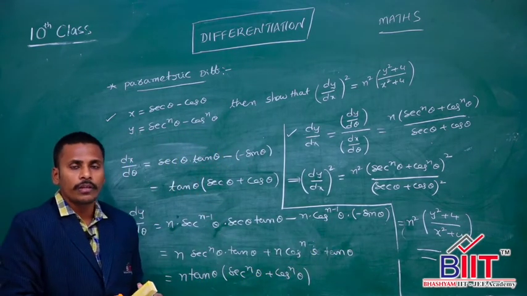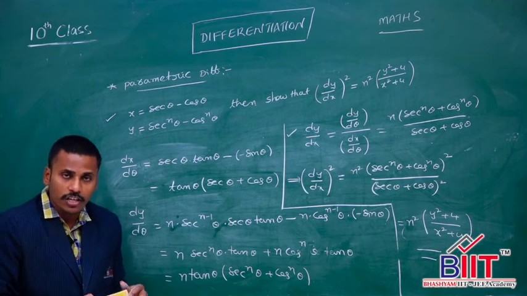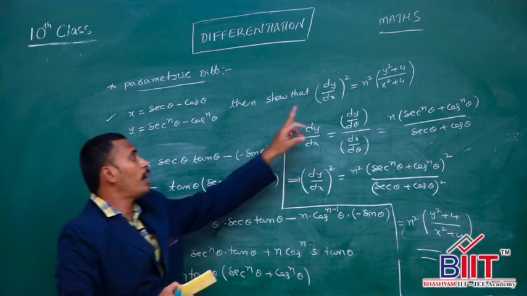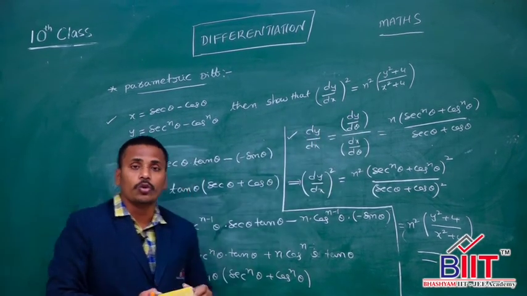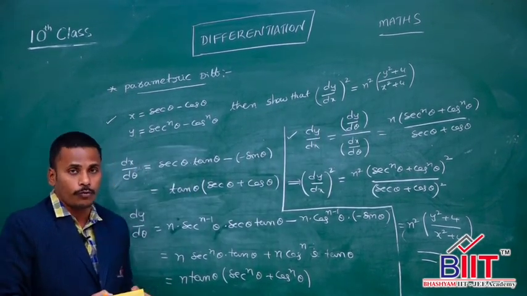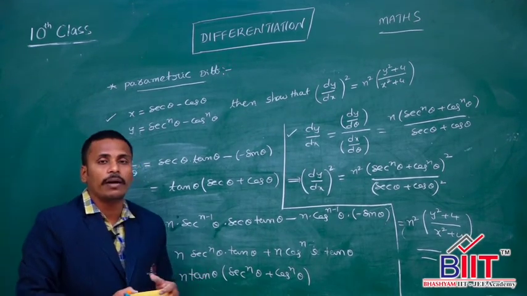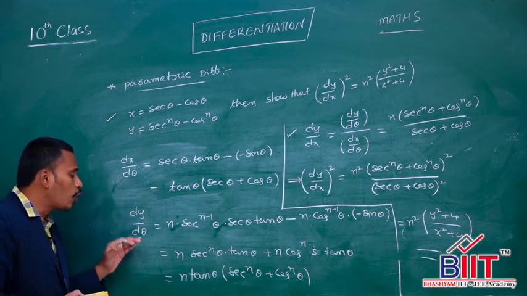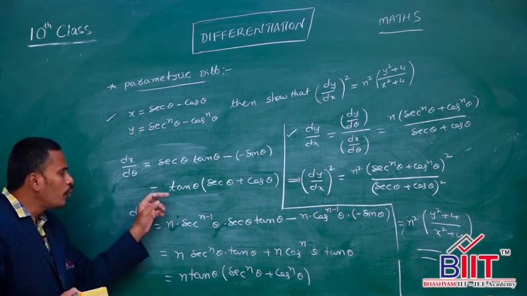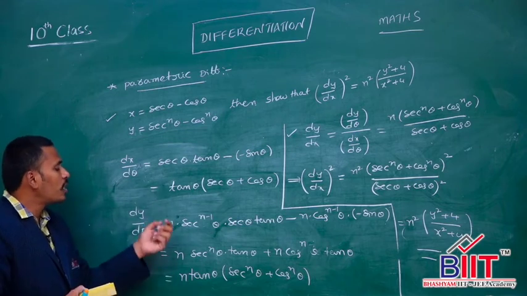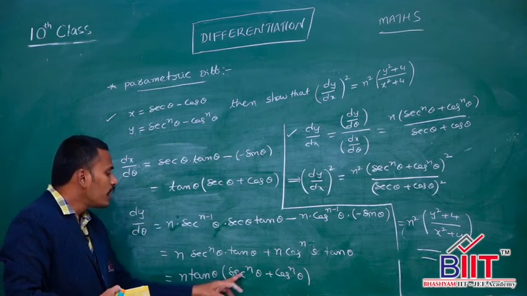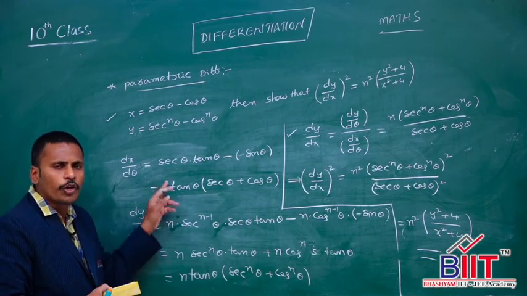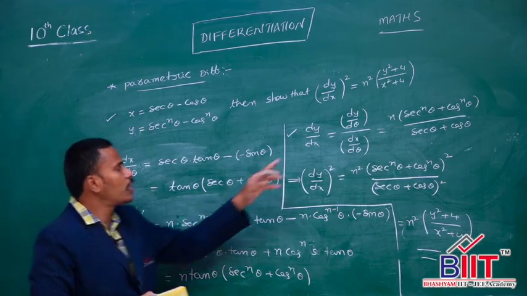So look at the problem. This is related to parametric differentiation because x and y are mentioned in terms of theta, and we need to show dy by dx whole square is equals to n square into y square plus 4 by x square plus 4. For that, to find dy by dx whole square, first of all calculate dx by d theta, then calculate dy by d theta, and then you need to rewrite those two values so that to involve this secant power n theta plus cos power n theta and secant theta plus cos theta. If you divide, tan theta gets cancelled, and this is your answer.